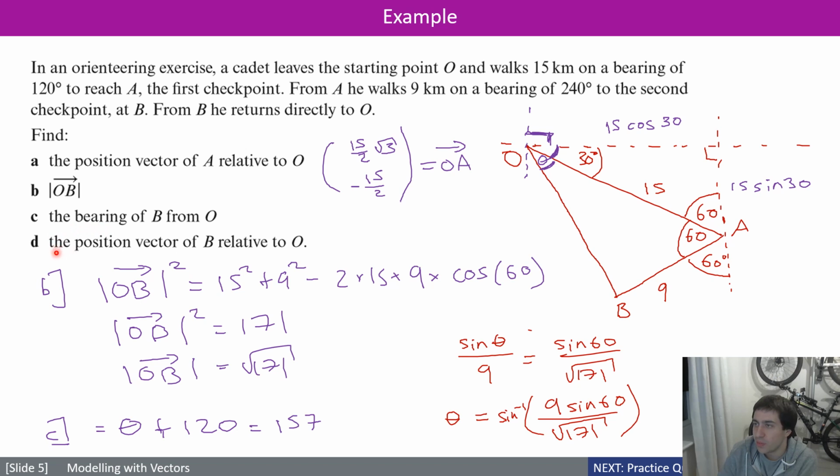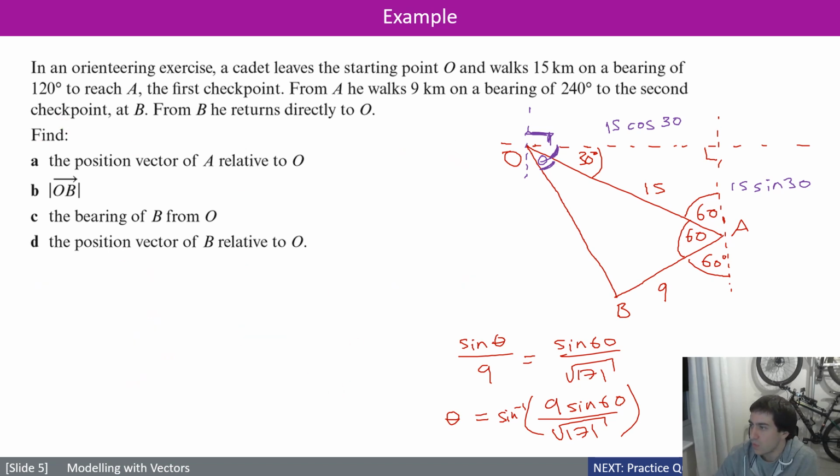And then finally, the position vector of B relative to O. Okay, the position vector of B relative to O. So I'm going to clear up some space first. So if I want the position vector of B relative to O, what I effectively need is this green stuff. I need that height there. That'll give me the j component, and I take the negative. And this horizontal distance here, right? This is 90 degrees.